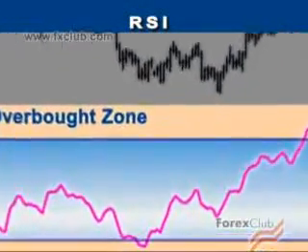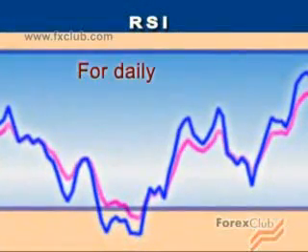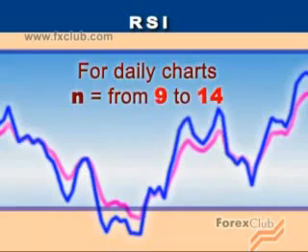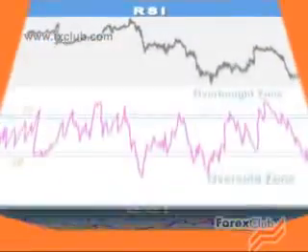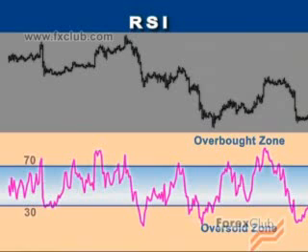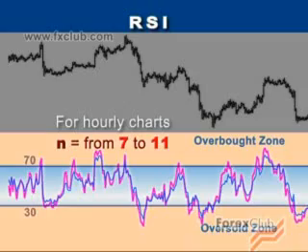How should we select the time parameter n for the RSI oscillator on daily charts? The developer suggested a value of 14. Other researchers apply a value of 9. Well, let's use a range of n between 9 and 14. We advise setting n at not less than 7 and not greater than 11 for hourly charts. Make a note of these values.